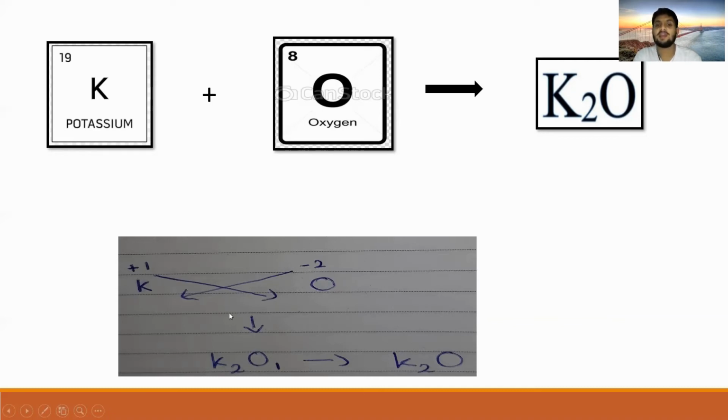We have the valencies, we will interchange or exchange them between these elements, and we don't care about the sign. We don't even want to be bothered about the sign. We just care about the number. So we do it, and we are able to obtain K2 oxygen 1, K2O1. But as I said, this one you can exclude, so we can just write K2O. This is called potassium oxide. Remember, when you react potassium and oxygen, you are able to get an oxide, potassium oxide.